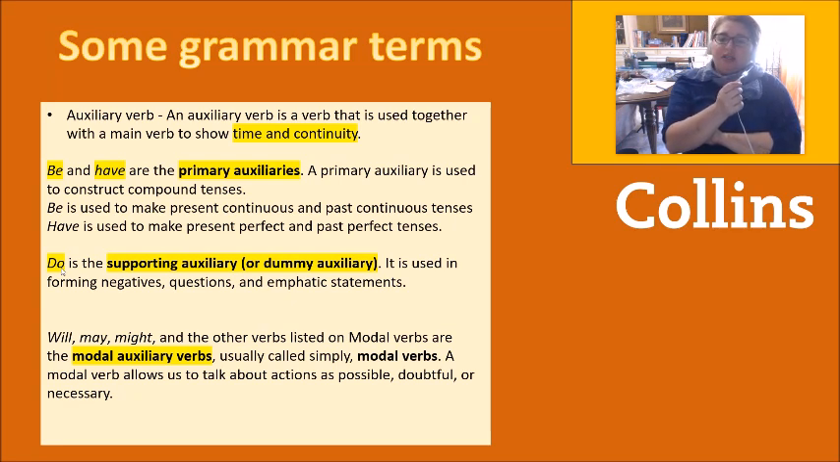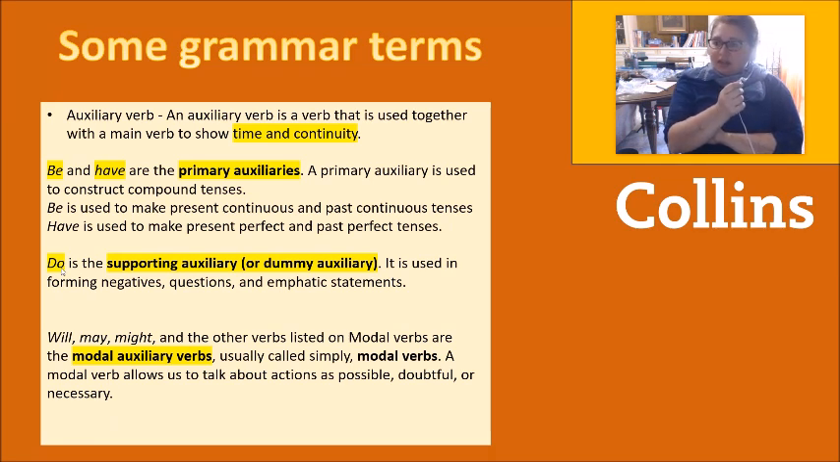For example, it is used in forming negatives. I don't play tennis. I do not play tennis. In questions, do you like pizza or sushi? And in emphatic statements, that's a very advanced use of the verb to do. For example, I do believe you. It means I really believe you, right?